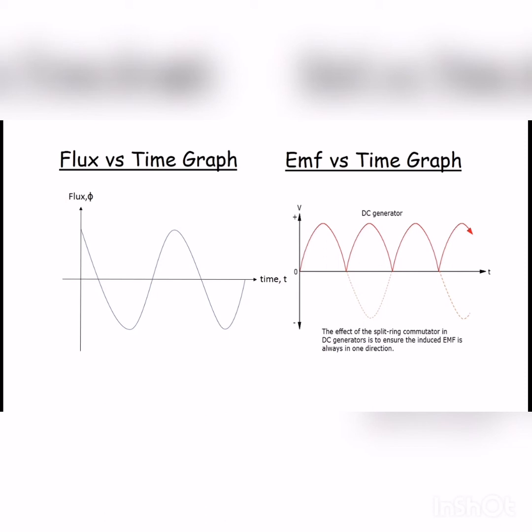After half of the revolution, the commutator maintains current in a single direction. Thus, the graph against time is reflected against the x-axis. Notice that the direction of current changes every time the magnitude of flux becomes maximum. The amount of flux that passes through the coil decreases from the maximum value to 0.